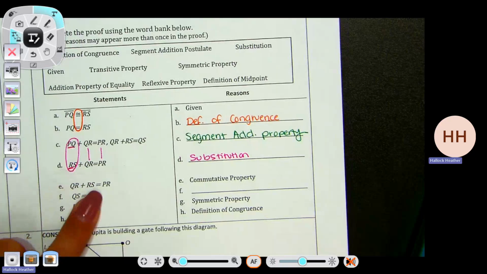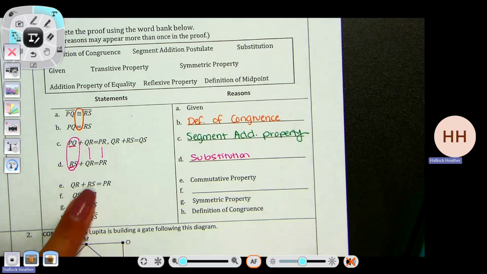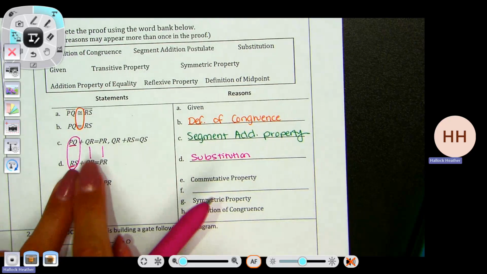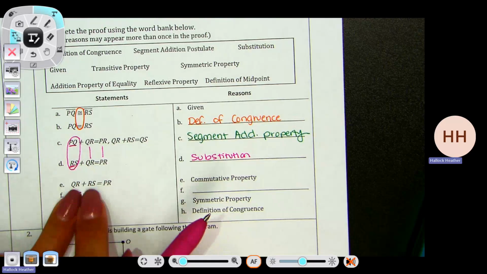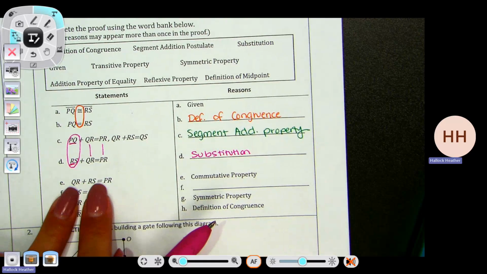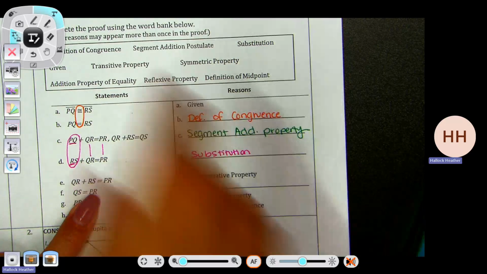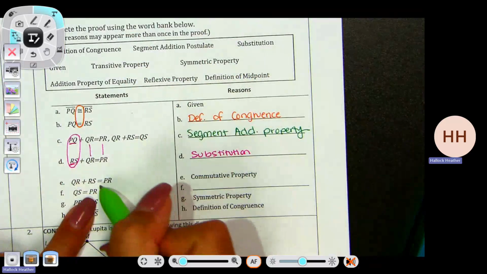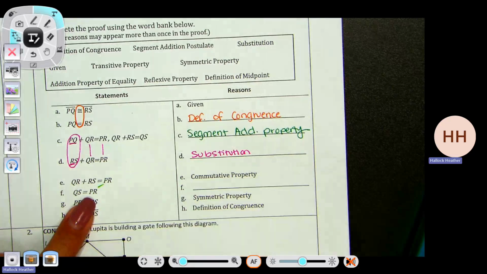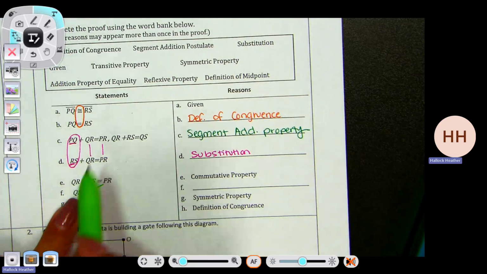The next one, we technically, I don't think we've talked about, but QR plus RS, they just flip it. So when it switches, it's kind of like simplifying, commutative property, it's just rearranging it. The next one says QS equals PR. If you notice, PR has stayed the same. The part that is changing is the QS. This has combined to make QS.